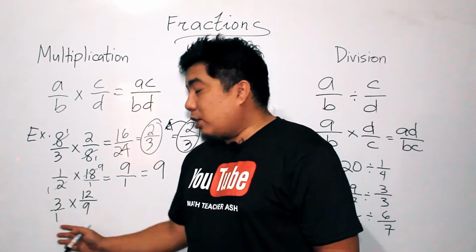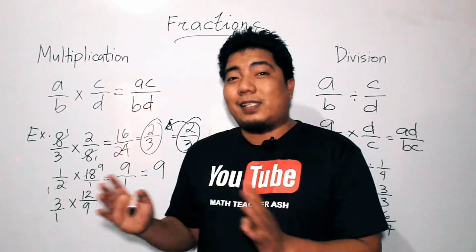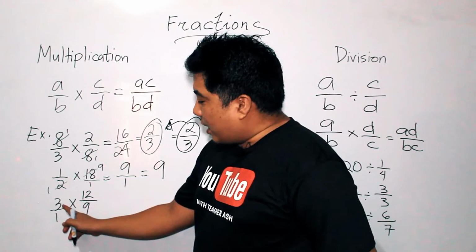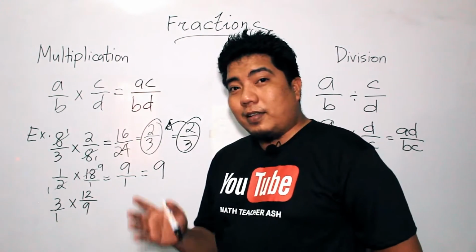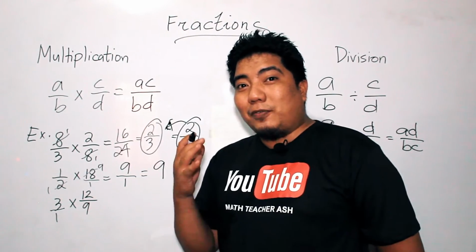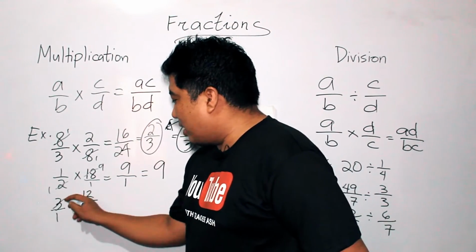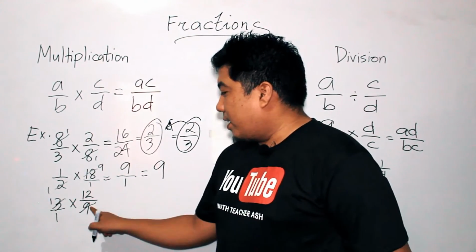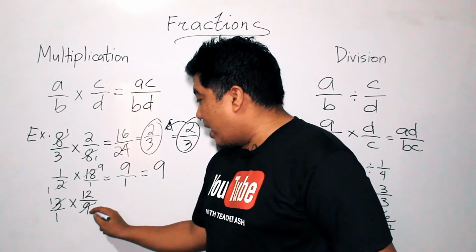Now, first thing you should do is to check whether you can cancel certain factors in the numerator and denominator. As we can see here, 3 and 9 can be cancelled out. Why? Because 3 and 9 are both multiples of 3. So, you divide this by 3 and you divide this by 3. So, the answer here is 1. Here, 9 divided by 3, the answer is 3.